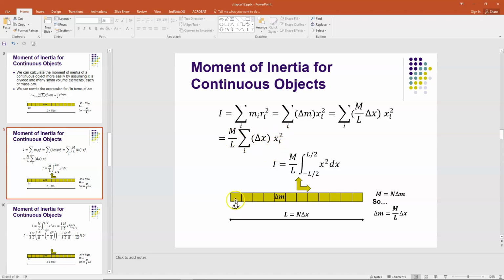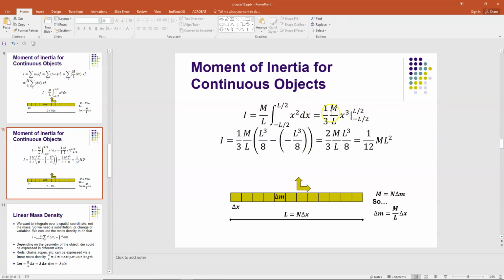Now, if I did it not in 12 chunks, but a bunch of little tiny chunks, then that summation could become an integral as my delta x goes small. And that integral would be M over L times the integral from one side of my rod to the other side of the rod. Remember, I'm in the middle, so if I put my origin here and the total length is L, then I would be integrating from minus L over 2 to plus L over 2 of the x coordinate squared times, now delta x goes to dx. Okay, so that's the integration that I would be performing.